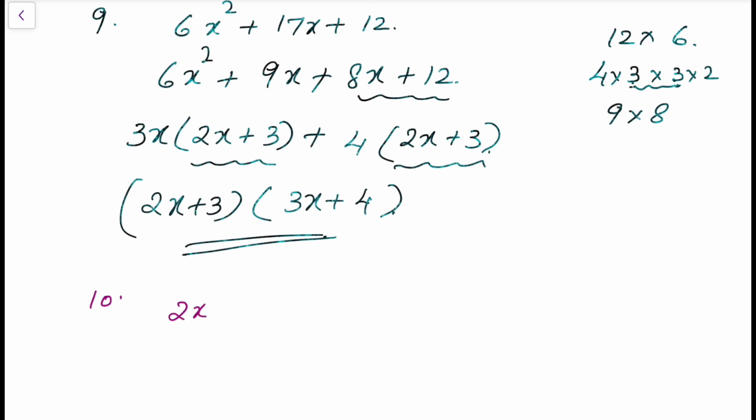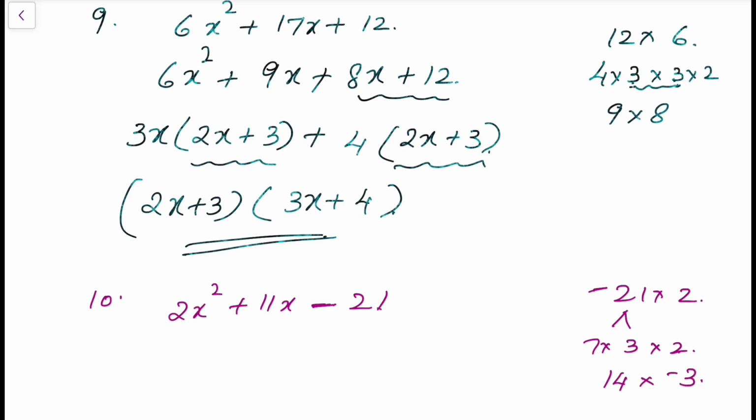The next question, 2x squared plus 11x minus 21. So, 21 into 2. 21 can be written as 7 into 3 into 2 now. So, you have to see which are the factors that you can take, so that you get 11, and that too it is positive 11, and when you multiply you should get a negative, it is minus 21. So, 14 and minus 3 you can take.